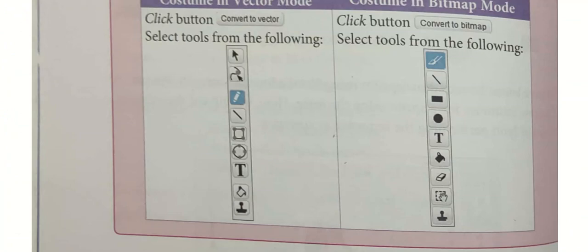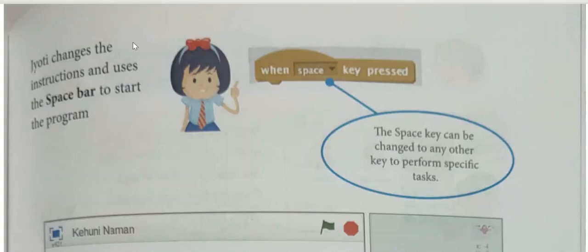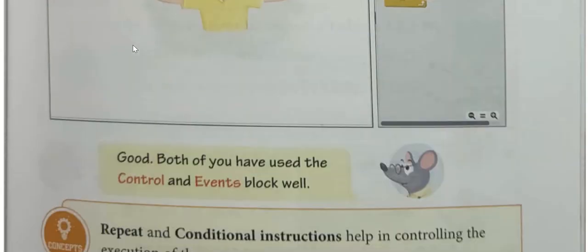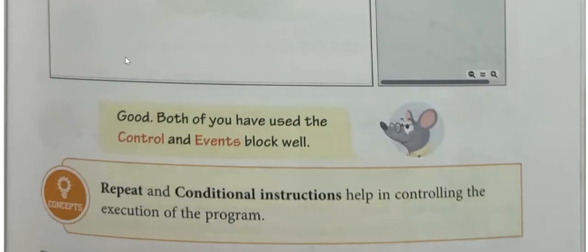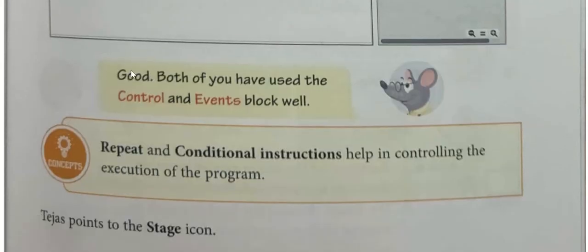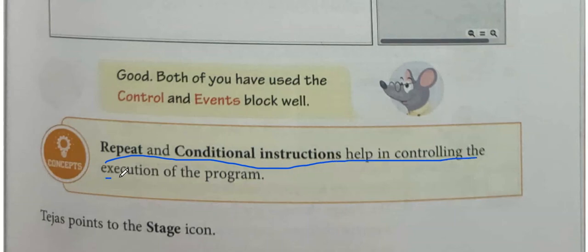So today we will learn what the repeat and conditional instructions are. In Scratch, if we want to make any task repeat, we have to use some repeat and conditional instructions. Basically, these instructions will help in controlling the execution of the program. Please underline this line: repeat and conditional instructions will help in controlling the execution of the program.